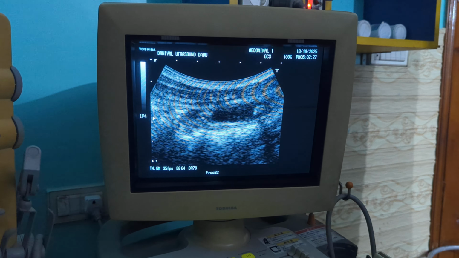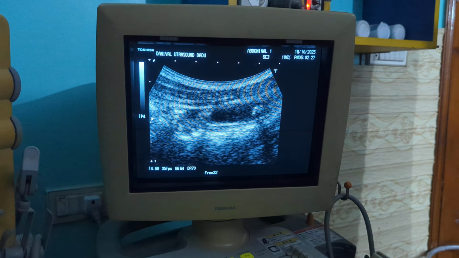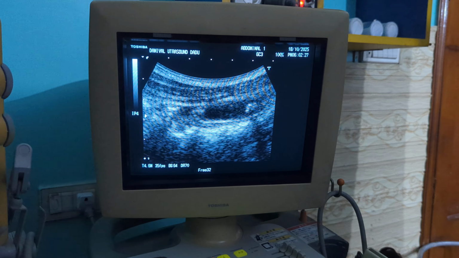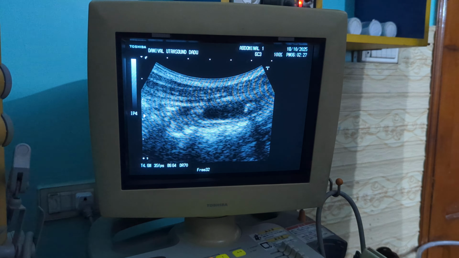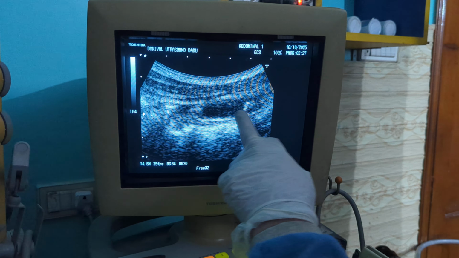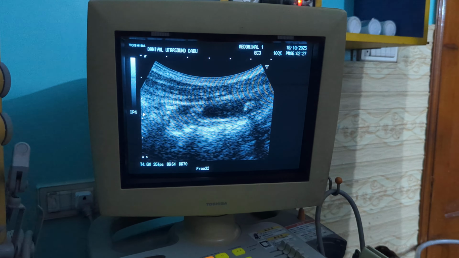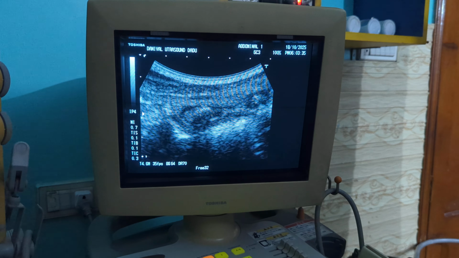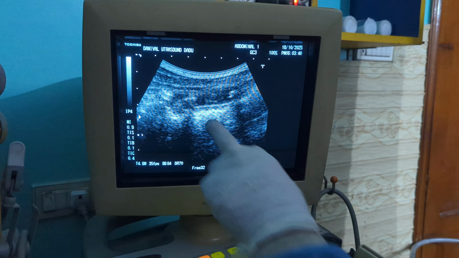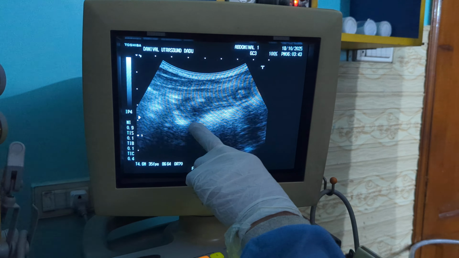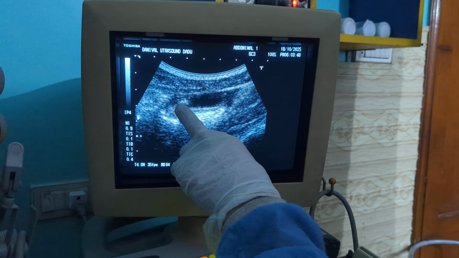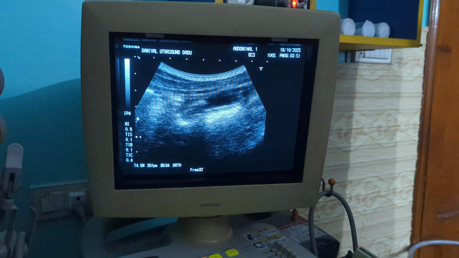Here, let me first describe that appendix appears enlarged and thick-walled with surrounding echogenic inflammatory fat, which indicates periappendicular inflammation. And within the appendicular lumen, there are two echogenic foci here, you see. First of all, let me show you in the real time. Here, this is the appendicular lumen, which is showing hypoechogenic area. Here is the echogenic focus, another one is here. This is the proximal end, this is the lower end.